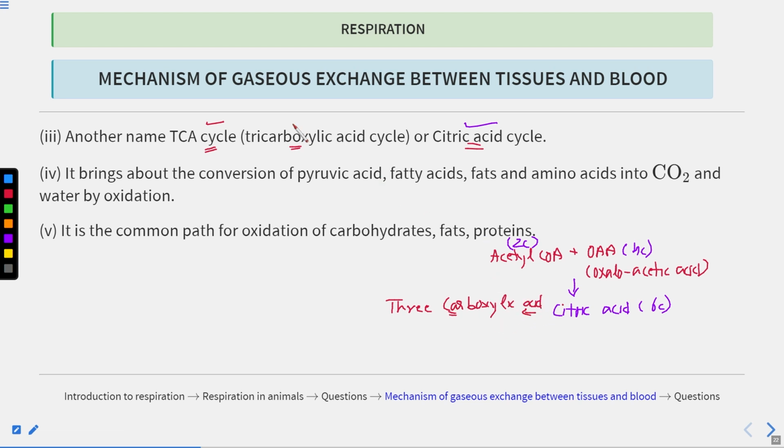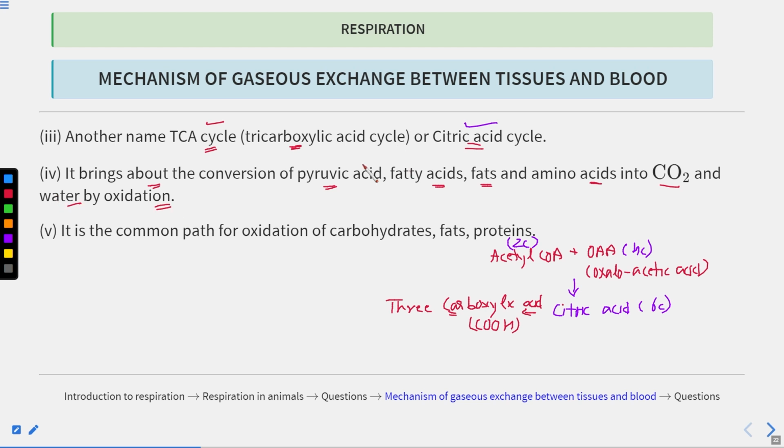Okay, that's why it is known as tricarboxylic acid also, because of the presence of 3 carboxylic acid groups. C means COOH group. Now, the Krebs cycle brings about the conversion of pyruvic acid, fatty acids, fats, and amino acids into carbon dioxide and water by oxidation.